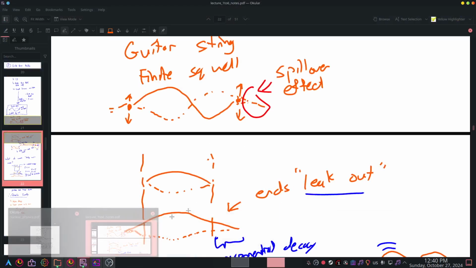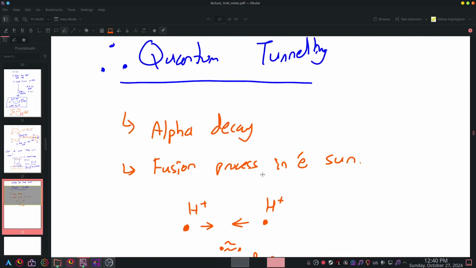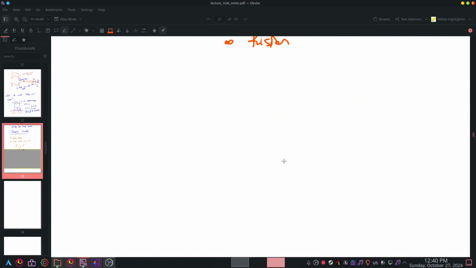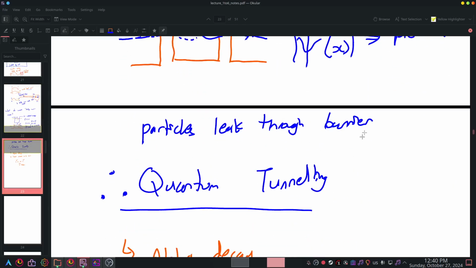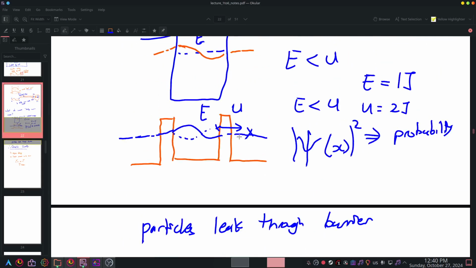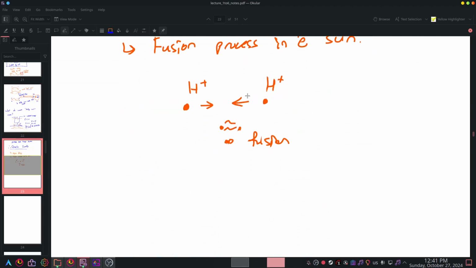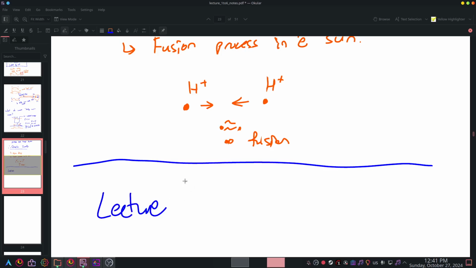Okay, so without further ado, let's start. Last time we were talking about finite potential wells and how they contribute to the quantum tunneling phenomenon, because the wave nature of these particles allows them to leak through the barrier. The wave nature of electrons, protons and neutrons allows them to leak through the barrier. In fact, whole alpha particles can leak through the barrier.